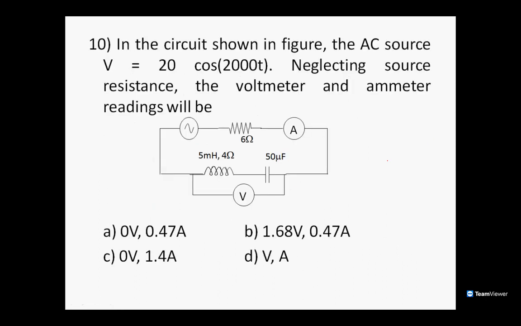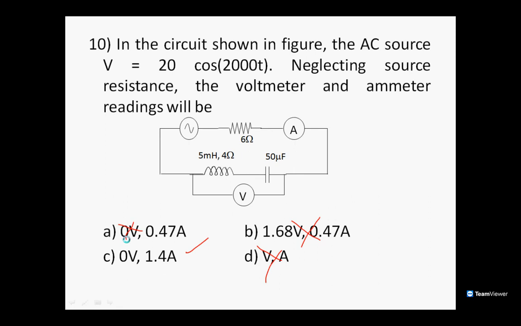So which is the right choice? Voltage is 0. Current is 1.4 ampere. This is the right choice. Anyhow, I told that this is not, this is not, and this is also not a choice.